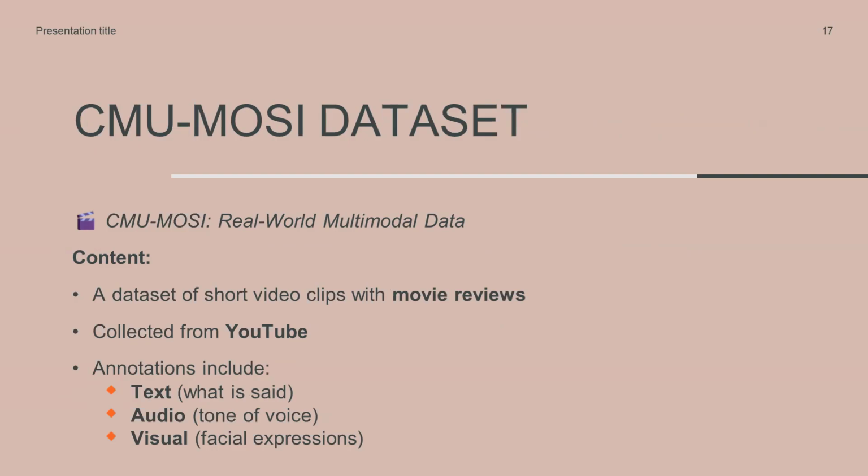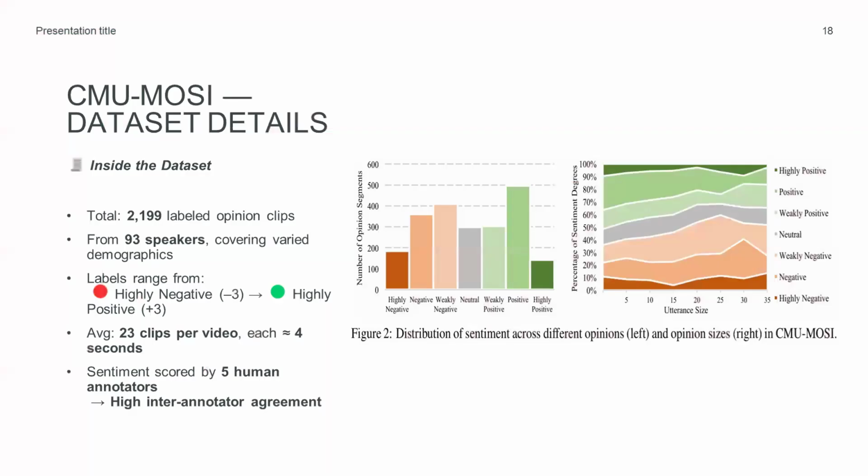It is a real world multimodal dataset, a dataset of short video clips with movie reviews. It has been collected from YouTube, which means the content reflects real world unscripted behaviors. And the annotations include text, audio, and visuals. CMU MOSI dataset includes details.